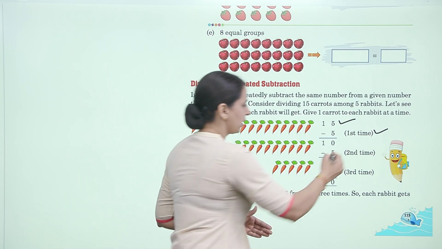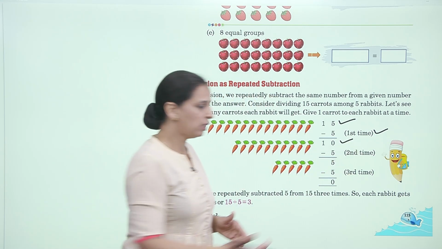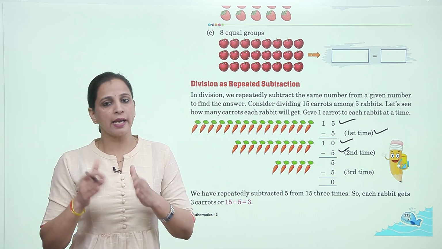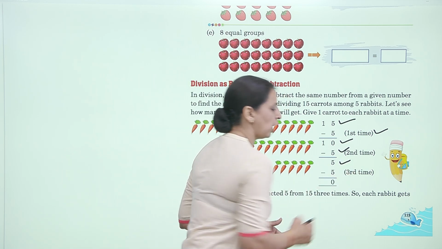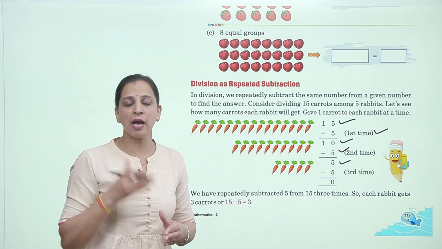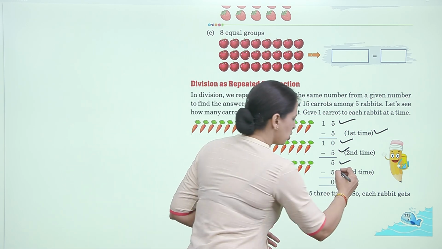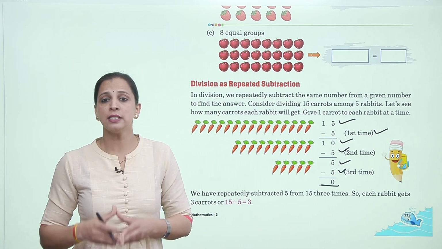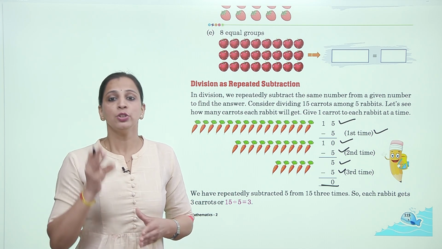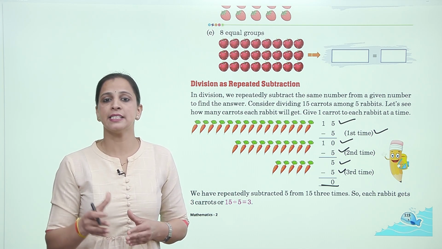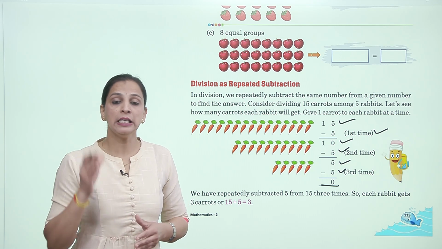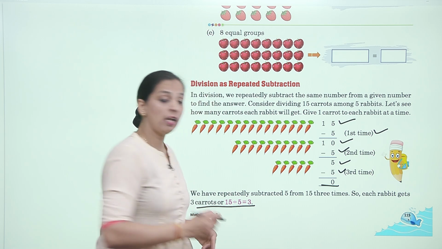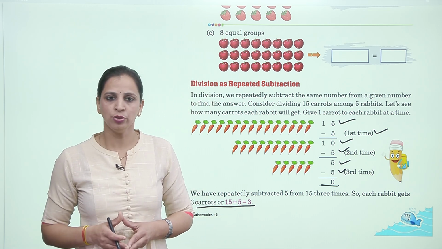First time we give each rabbit 1 carrot. So, minus 5, 10 is left. Second time again we give 1 carrot to each rabbit. Again minus 5. Now, 5 carrots left. Third time again give 1 carrot to each rabbit. Now, 0. Each rabbit gets 3 carrots. We have repeatedly subtracted 5 from 15, 3 times. So, each rabbit gets 3 carrots, or 15 divided by 5 is equal to 3.